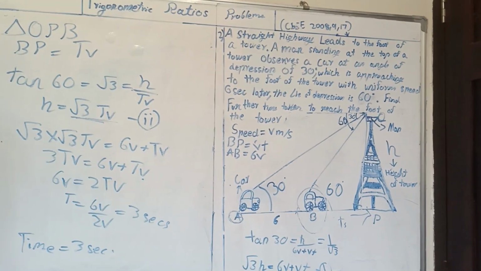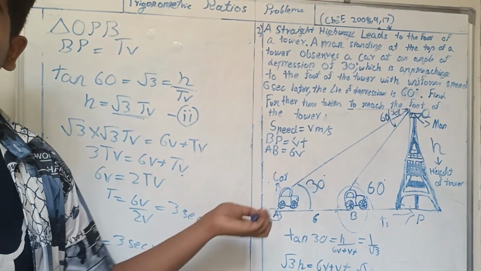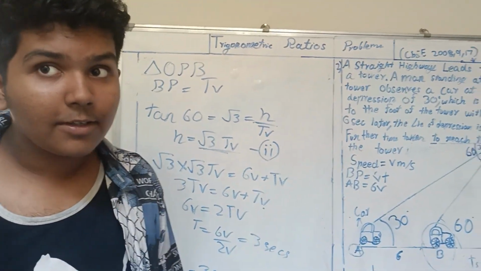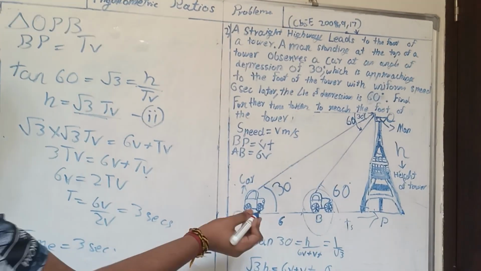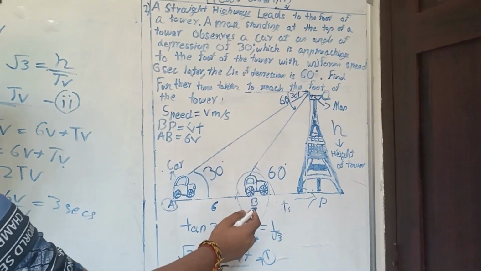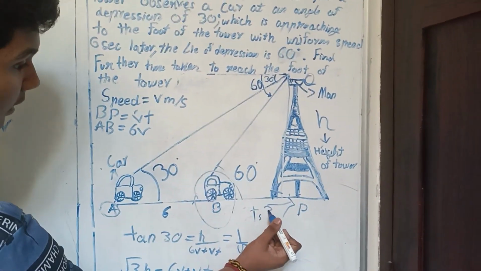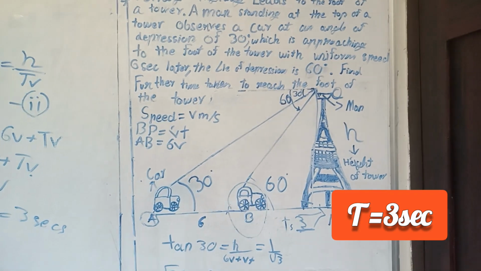But for the total time, starting from here to reach there, what you have to do is 6 plus 3, 9. So the total will be 9 seconds. They just asked for the further time taken to reach from here to here. So you can just write 3 seconds. And that's it.